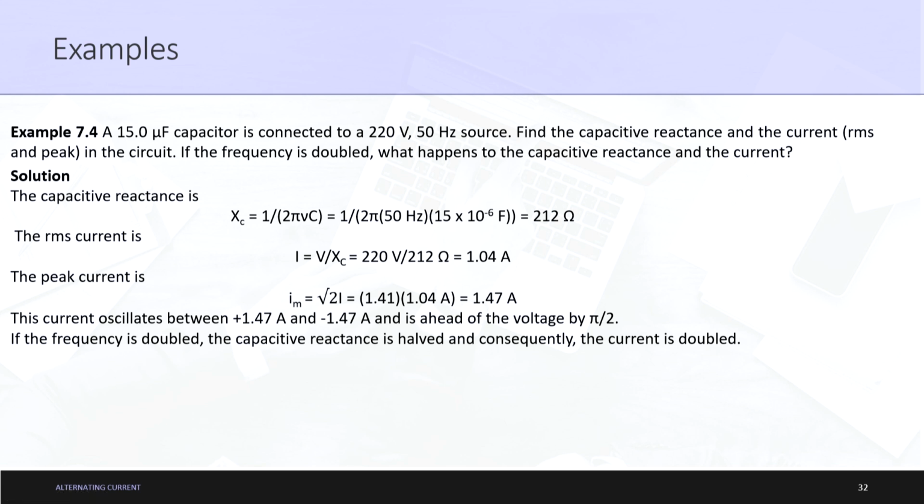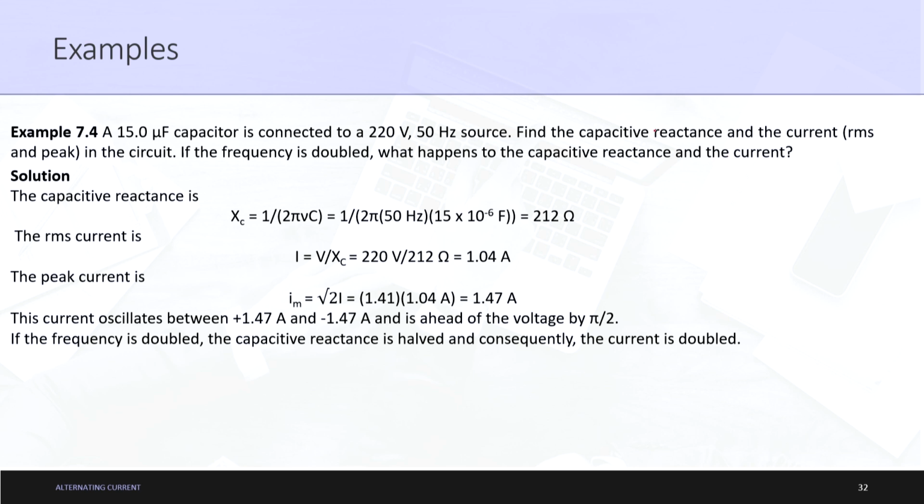A 15 microfarad capacitor is connected to a 220 volt, 50 hertz source. So, basically capital C is given to you, capital V is given to you, and nu value is given to you. Find the capacitive reactance and the current in the circuit. If the frequency is doubled, what happens to the capacitive reactance of the circuit, and the current?